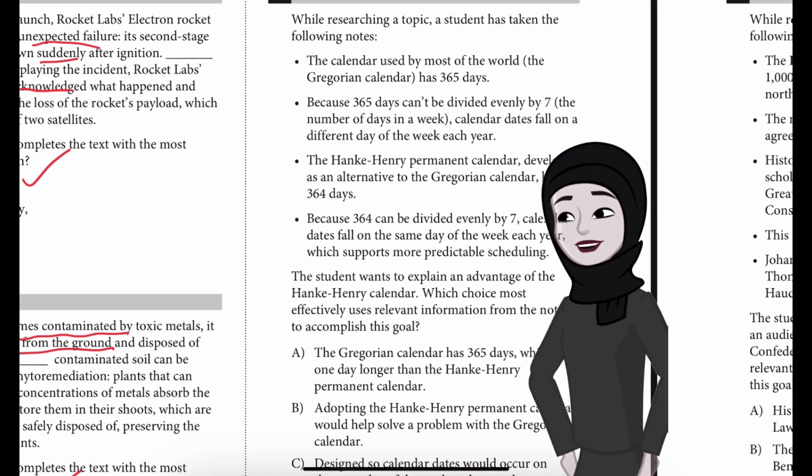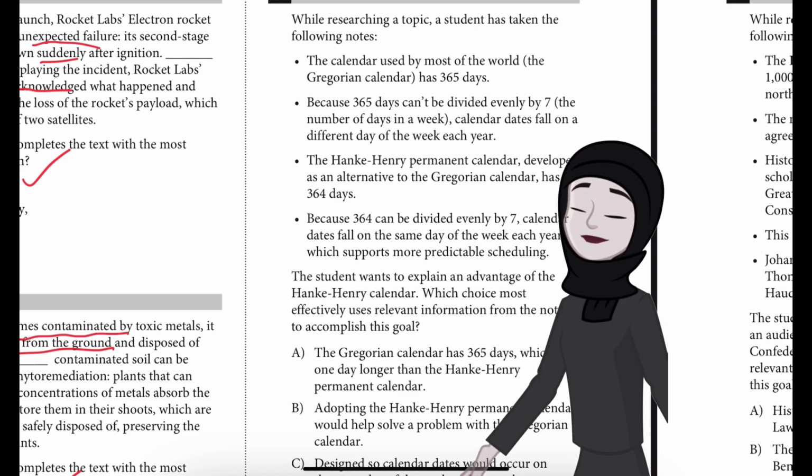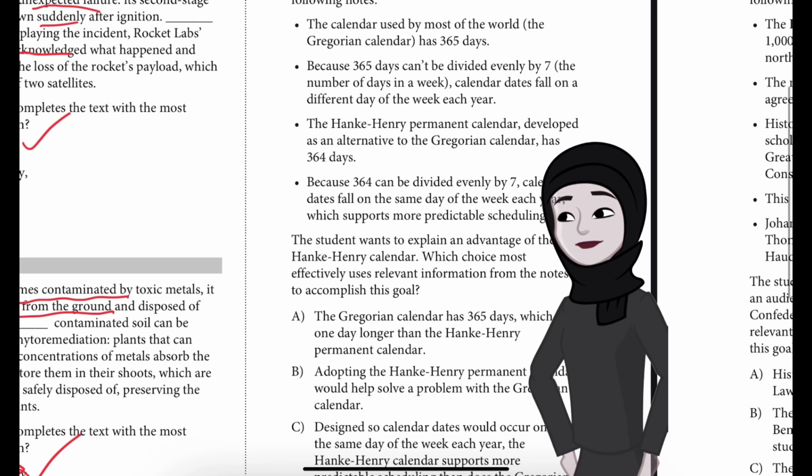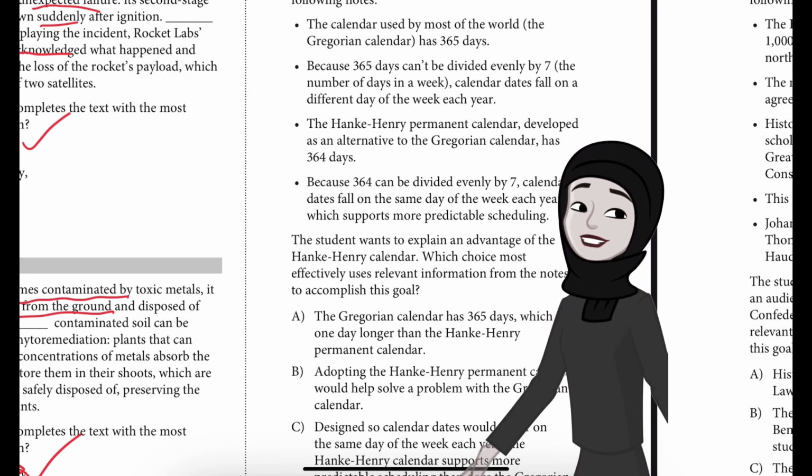The Hanke-Henry permanent calendar, developed as an alternative to the Gregorian calendar, has 364 days. Because 364 can be divided evenly by 7, calendar dates fall on the same day of the week each year, which supports more predictable scheduling.